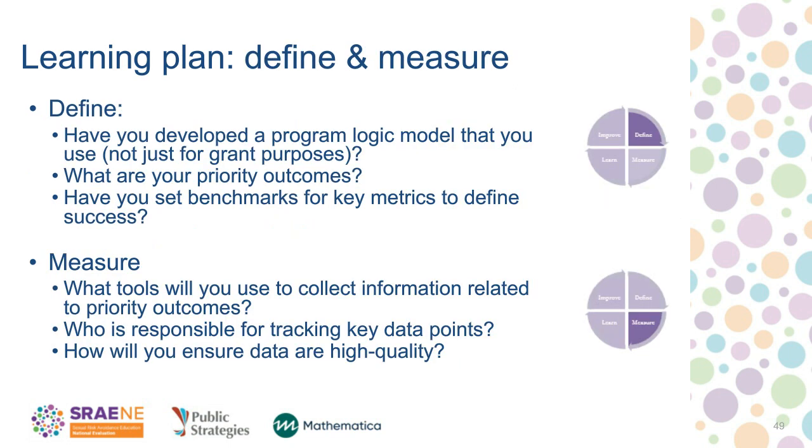The define phase is really about specifying your priority outcomes. We touched on this in depth in our June webinar on logic models. You want to specify your key outcomes to help you determine what you need to track to learn about whether or not you're having success. So some of that may be things you're already tracking for performance measures, but there could also be other things that you track only for your own internal learning.